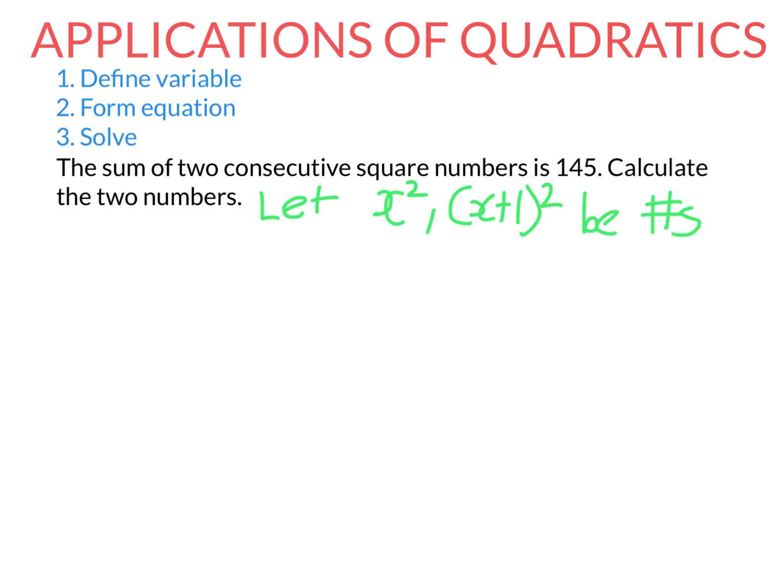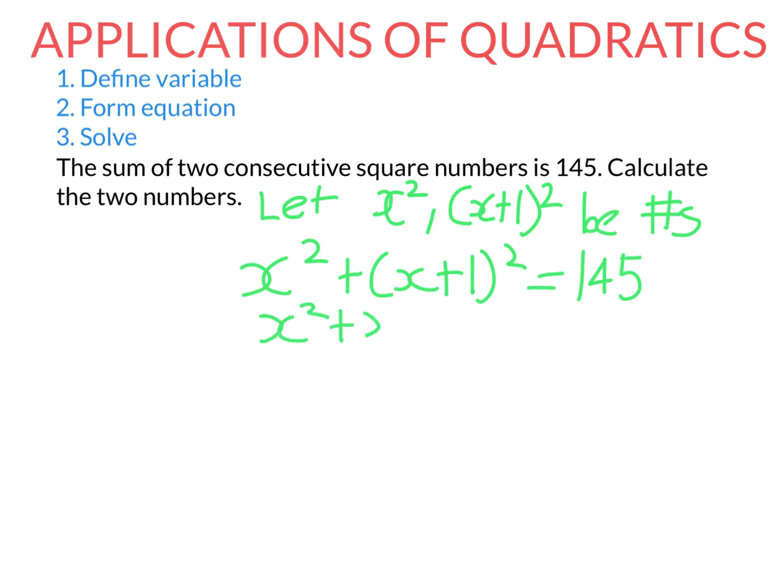So now I'm going to go to step 2 and form an equation. So the sum of the squares, sum means add, equals 145. So I have this equation to solve here. So what I'm going to do is expand the bracket. So x plus 1 all squared becomes x squared plus 2x plus 1, and that equals 145.